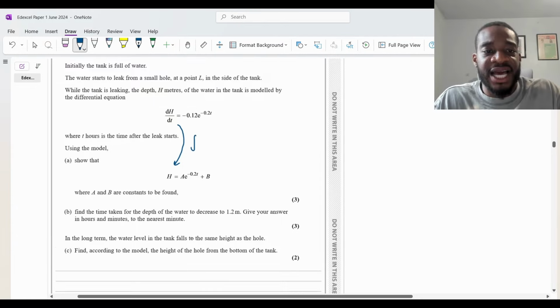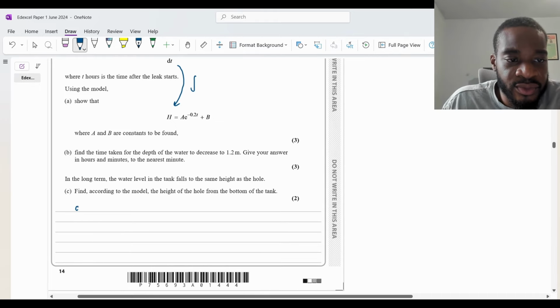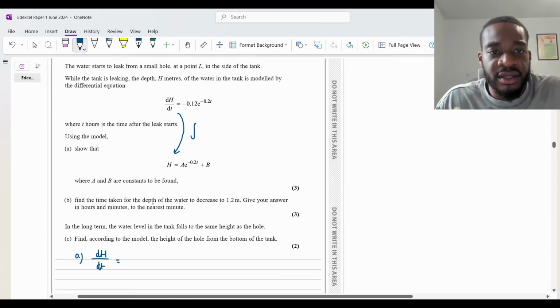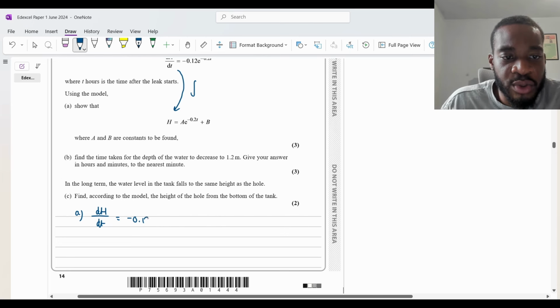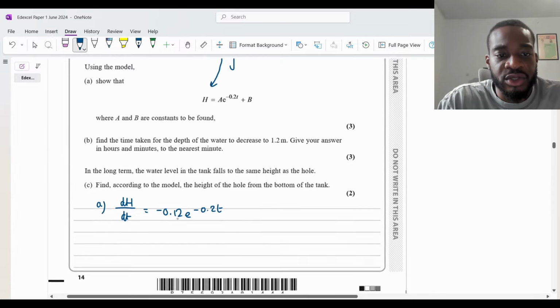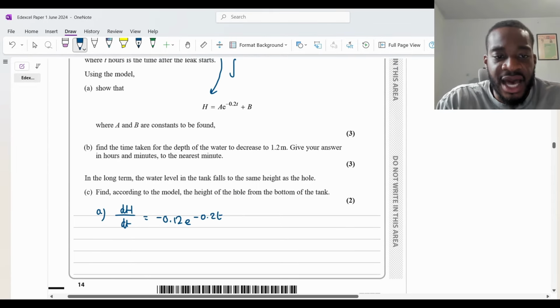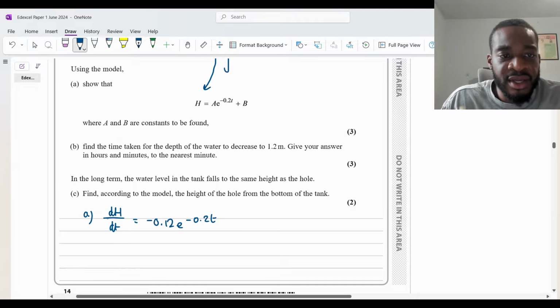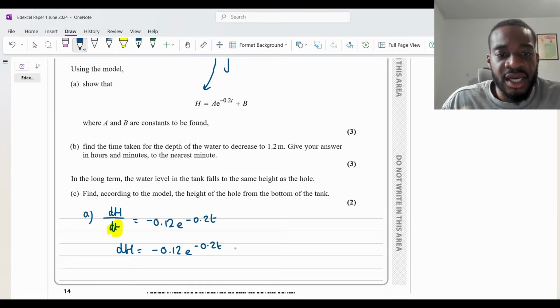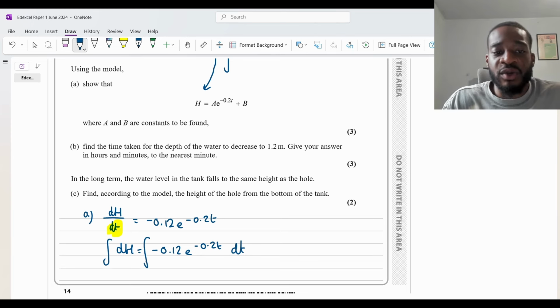So firstly, let's actually just write this down. So we've got dh by dt is equal to, what was it? Minus 0.12, isn't it? Minus 0.12 e to the minus 0.2t. What we've got to do first is separate the variables, right? So we need to get the h's together, and the dt's and the t's together. So all I'm going to do for that one is I just need to times by dt, don't I? Times by dt. So that means I'm going to have dh is equal to minus 0.12 e to the minus 0.2t dt. Now the variables are separated, we can put integral signs on them like that. Then we just integrate both sides.